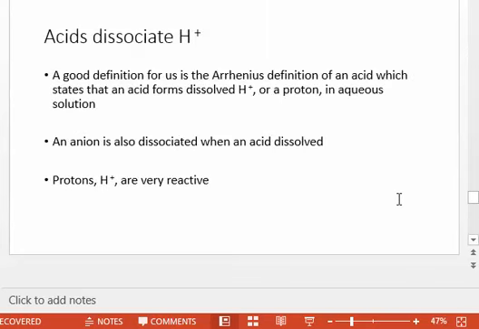You are required to identify acids, and acids are compounds that generally have hydrogen in the beginning of their formula. A good definition for us is the Arrhenius definition of an acid, which states that an acid forms dissolved H+ or a proton in aqueous solution. An anion is also dissociated when an acid is dissolved, and protons are very reactive.